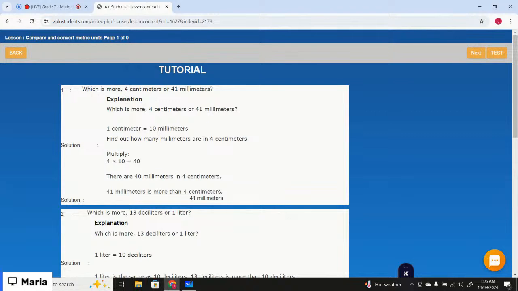So which is more, 40 millimeters or 41 millimeters? The correct option is 41 millimeters, right? Because 41 millimeters is more than 40 millimeters. So you cannot compare two quantities until they are in the same unit, right? So first you have to convert them into the same units and then you have to compare. Got it?